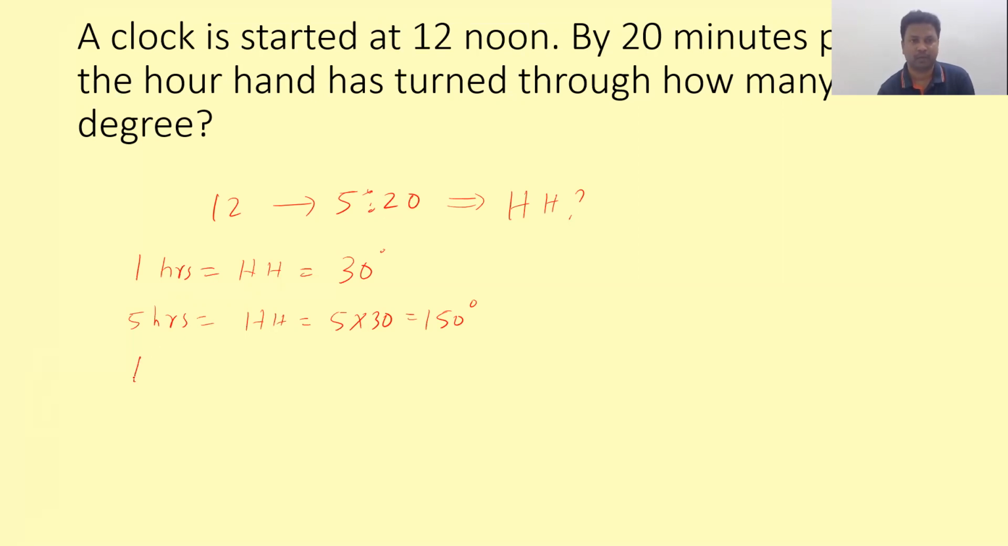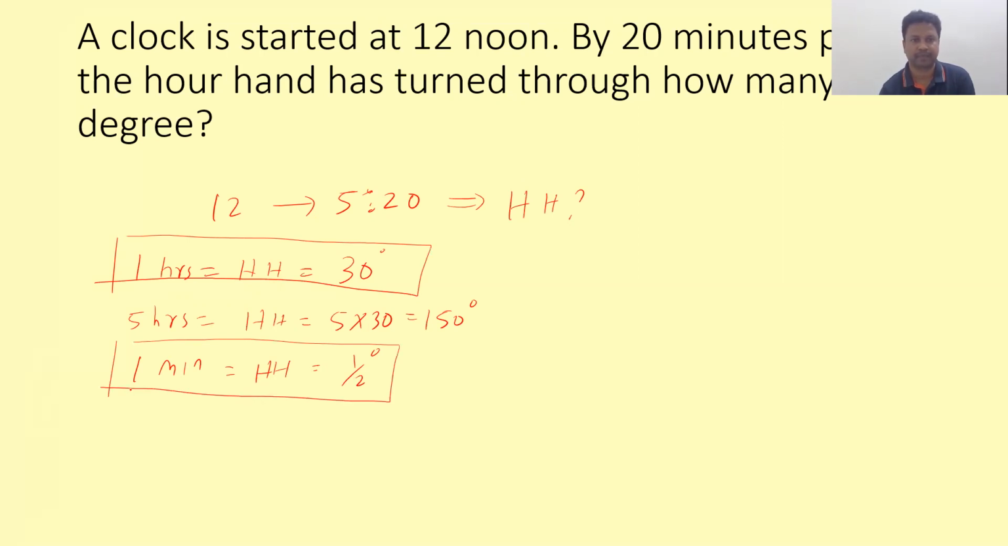Now we see 1 minute. For every 1 minute, the hour hand will move half a degree. So these conversions are very important. 1 hour, the hour hand moves 30 degrees. 1 minute, the hour hand moves half a degree. 20 minutes, the hour hand movement is 20 into 1 by 2 degrees. That is 10 degrees. So from 12 to 5:20, the total degree movement is 160 degrees.